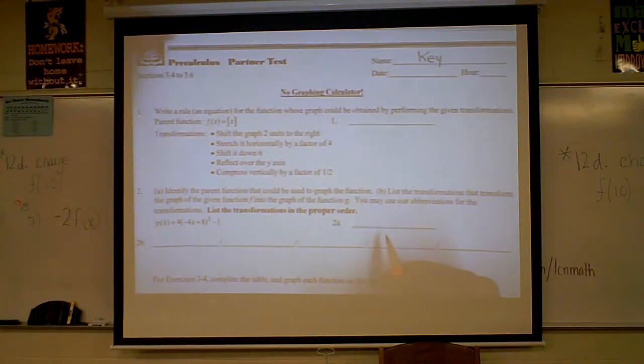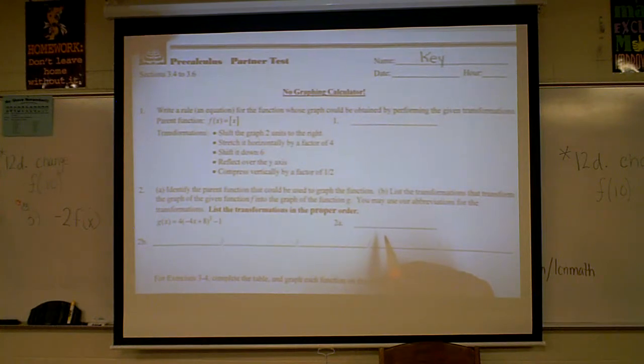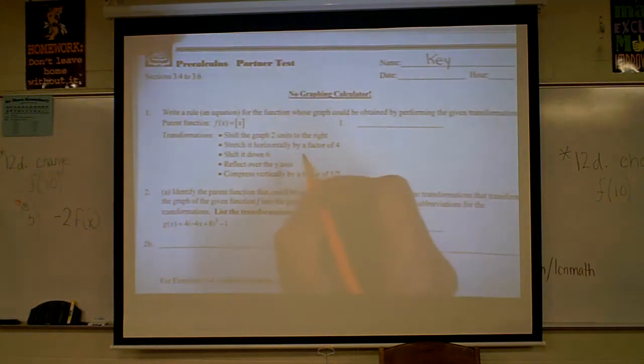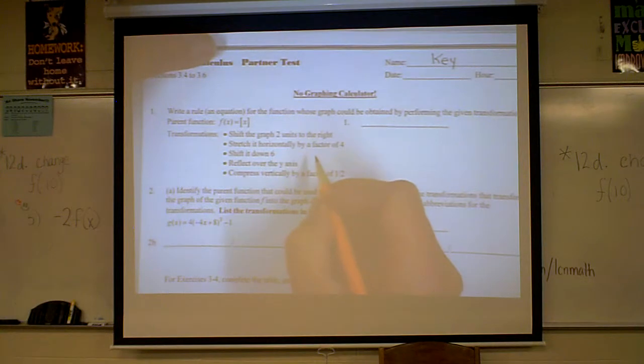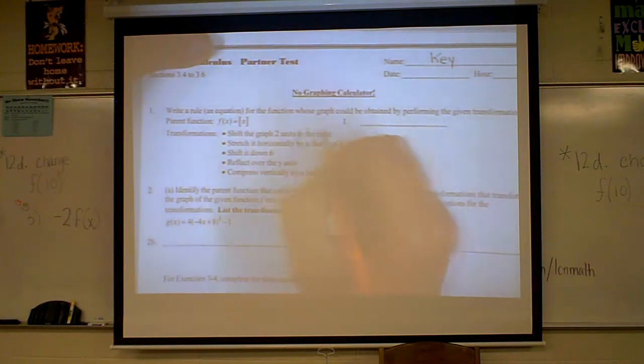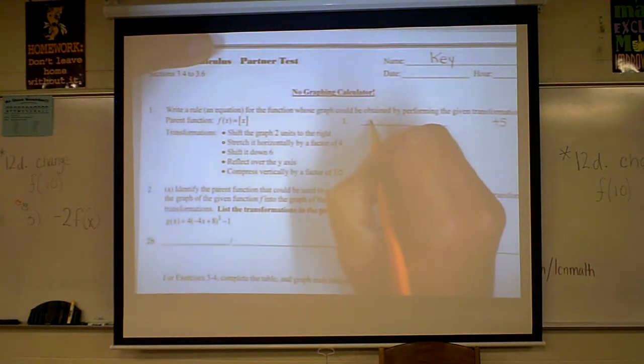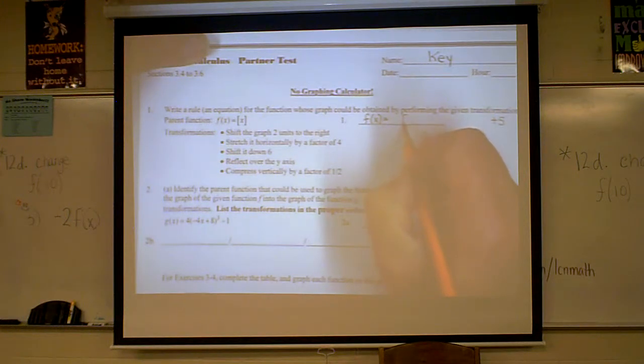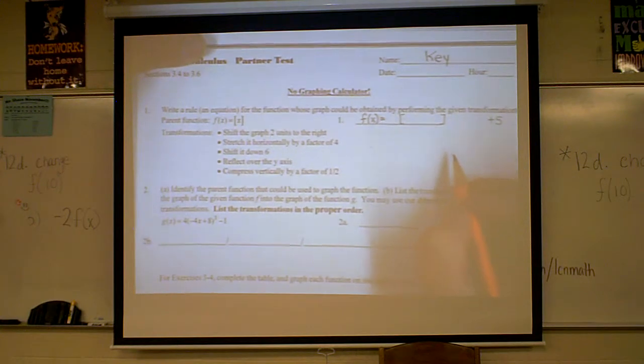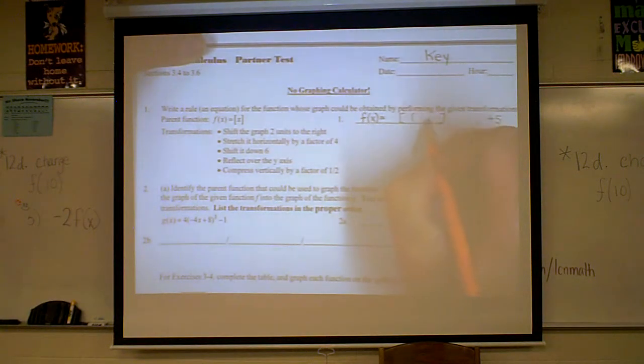Here are the answers to the partner test for pre-calculus 3-4 to 3-6. Question number 1 was worth 5 points. The parent function is f of x equals the greatest integer of x. To write the transformations, I begin by putting the parent function, greatest integer, in a box, and a parenthesis inside here.